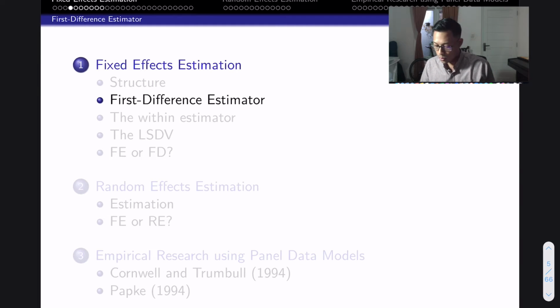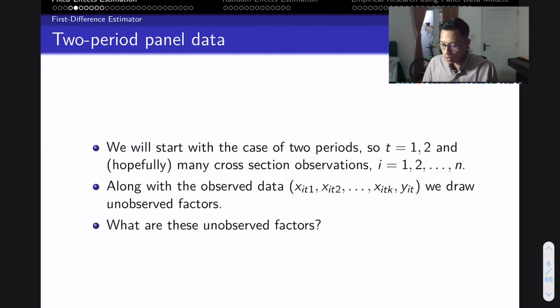Okay, so we will start with the case of two periods, a very simple two-period model. We have t equals 1 and 2. And we have, say, some observations on individuals or firms or districts or cities. Really depends on the data set and the analysis that you're after. So along with the observed data, of course, we observe the dependent or the outcome variable y. We're also going to observe characteristics or control variables that are going to be useful in the estimation. And these are x1, x2 until xk.